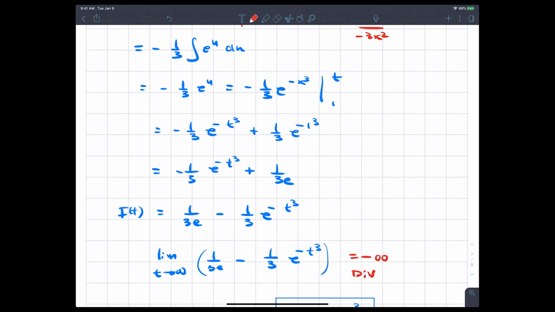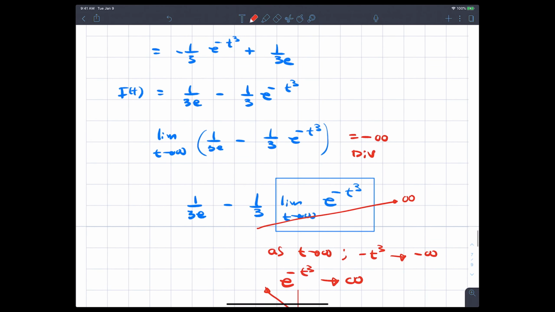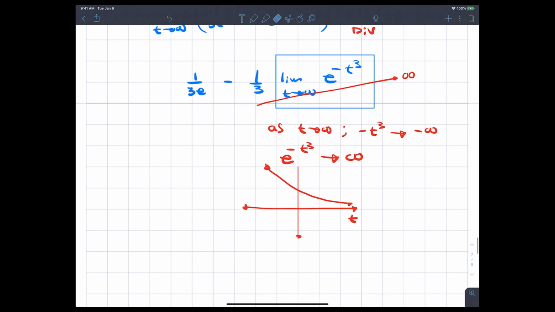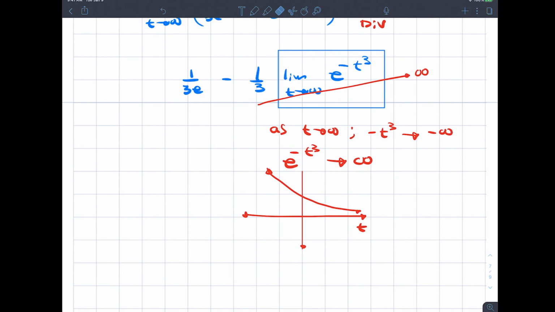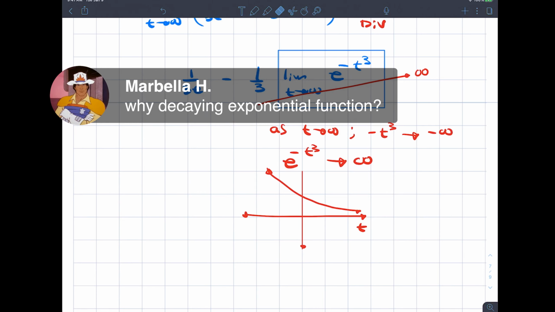Okay, so 1/3 minus 1/3 e to the minus t cubed. And as t gets big, minus t cubed goes to minus infinity. So we're looking at e... Oh, there it is. Thank you, Marbella. Thank you so much. There's where the issue is. That's not right.